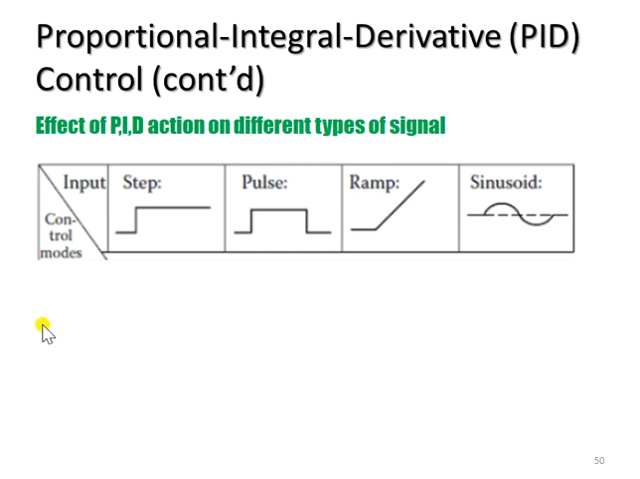In this slide, we are going to evaluate the effect of PID action on different types of signal. So we have here step signal, pulse, ramp, and sinusoids. So we can imagine the error is similar to the given function over here, then we can understand what to expect from the output of the controller.